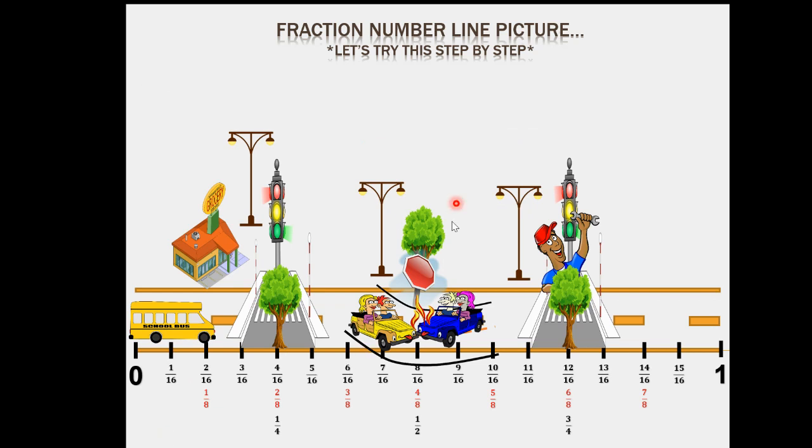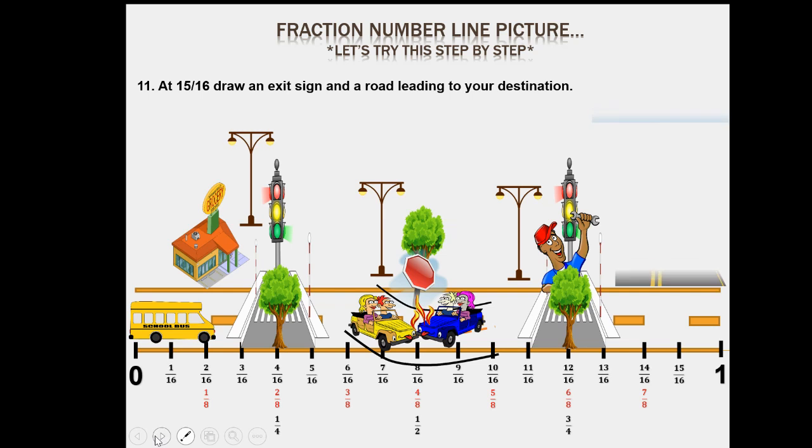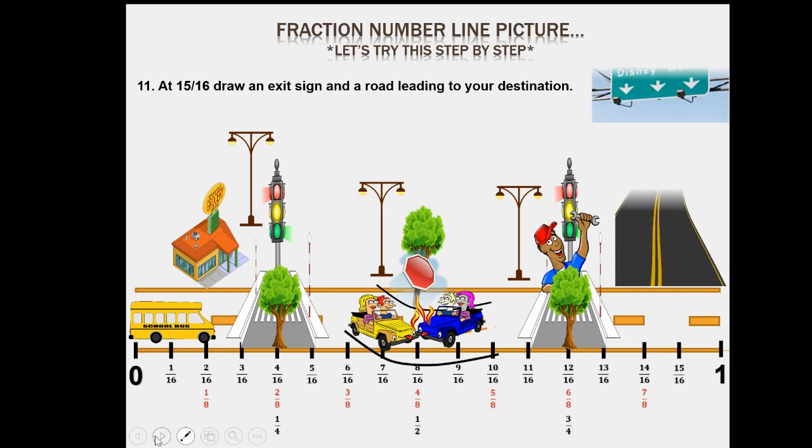All right, so I have to move them a little bit to make way for more instructions and pictures. 11, at 15/16, draw an exit sign and a road leading to your destination. So from my road to my destination, I decided to go someplace I've never gone before. I've never gone to Disneyland or Disney World. I think it's Disney World. Let's see. I was right the second time. It's Disney World. So my road is going to lead me to Disney World.